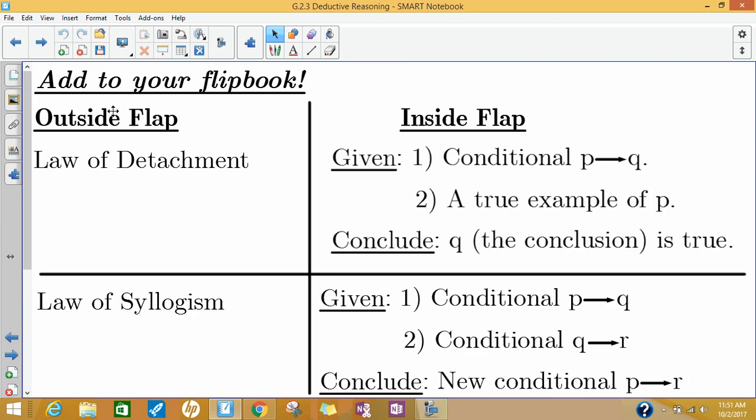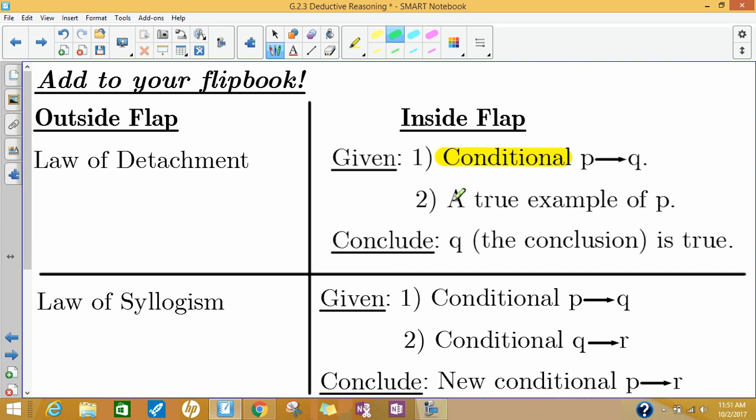So we're going to add a couple things to our flipbook. The first one would be the law of detachment. So this goes on the outside. And then on the inside we put all this stuff. So the law of detachment is when you're given two different things. You're given a conditional statement, so an if P then Q, an if-then statement.